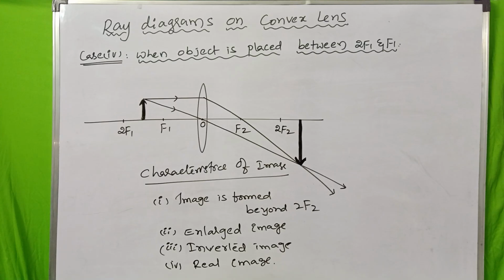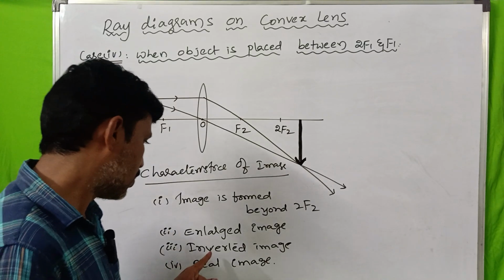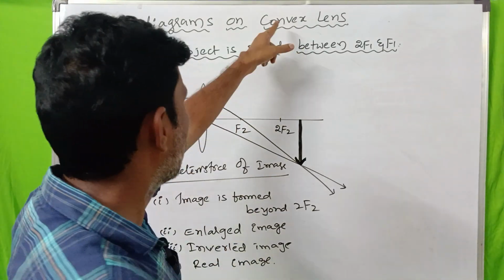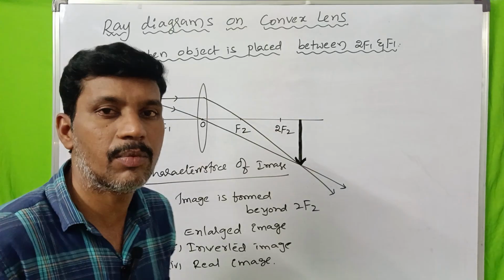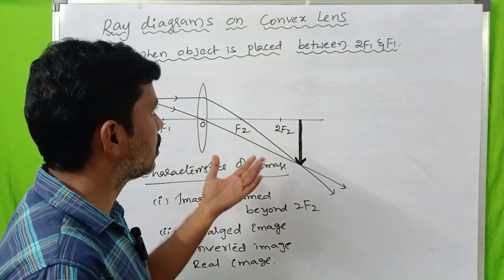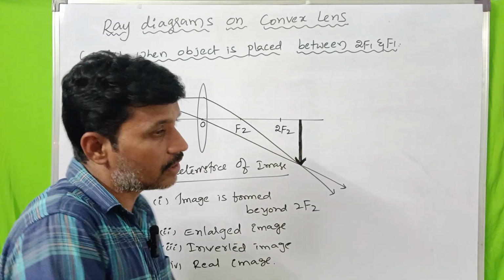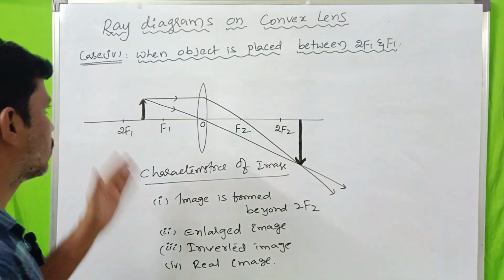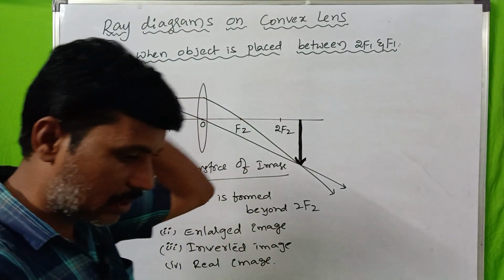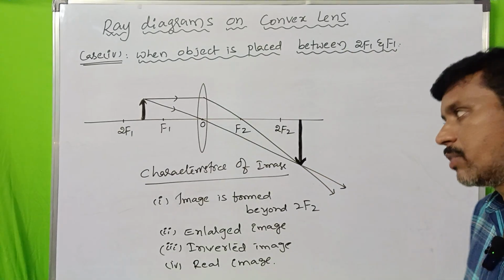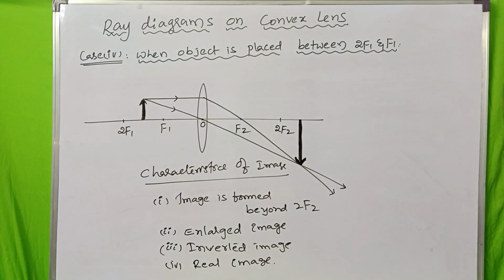If you observe, in all cases you get inverted, real images. Inverted and real means convex lens: a convex lens forms inverted and real images. Let us see whether in all cases it forms real and inverted images or whether something different happens. So this is the fourth case, when the object is placed between 2f1 and f1. Pause it and you can write it down in your notebook.